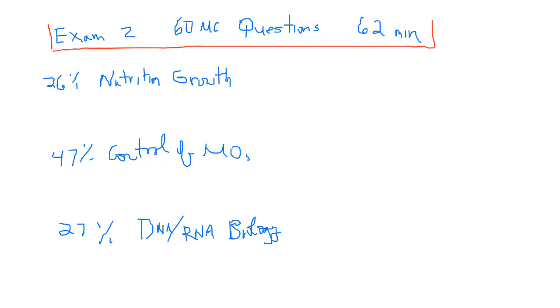Then we talked about mechanical and we looked at de-germing and we looked at filtration. And be sure you know about 0.22 microns as being the effective nominal pore size to remove bacteria. Okay. And then of course the antibiotics. So 47% of the exam comes from control.